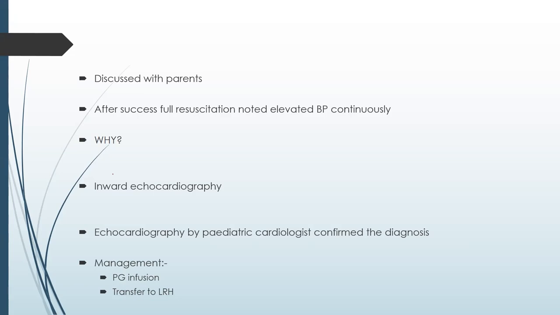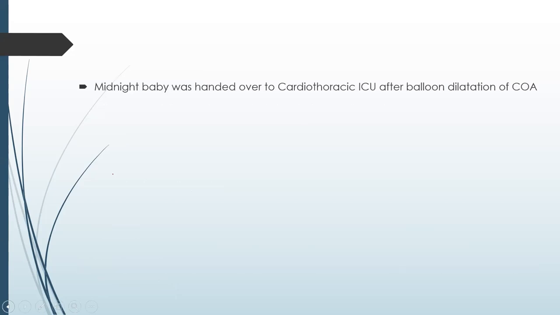Because to prevent more coarctation: the connecting point of the PDA inside the aorta is patent. So if we start prostaglandin, it will keep the PDA tissue at the opening on the aortic side patent. If it shrinks, the coarctation will increase. So to prevent it, we started a prostaglandin infusion and transferred to LRH. In the midnight, a cardiothoracic balloon dilatation was done successfully by the consultant cardiologist, and the child was handed over to the cardiothoracic ICU. The child was managed there, and now the child is doing well.